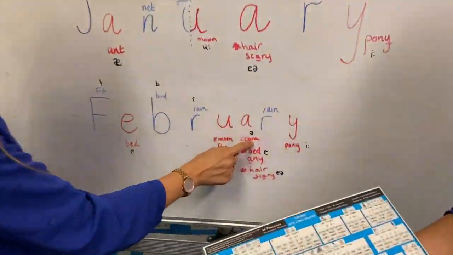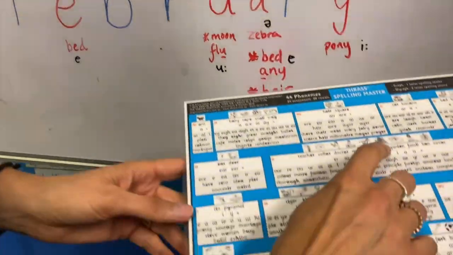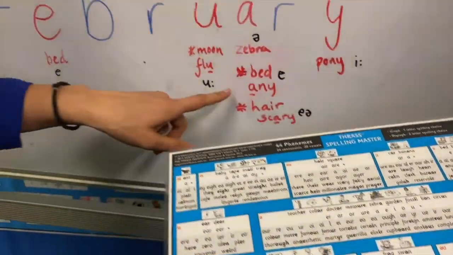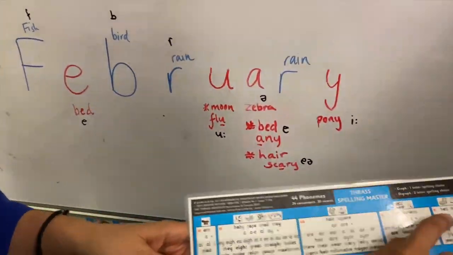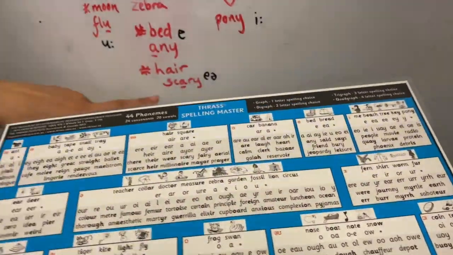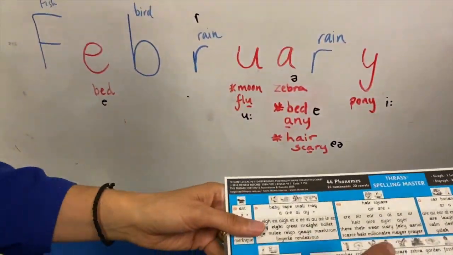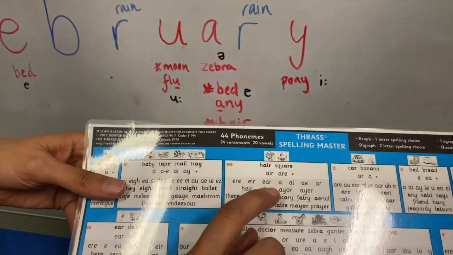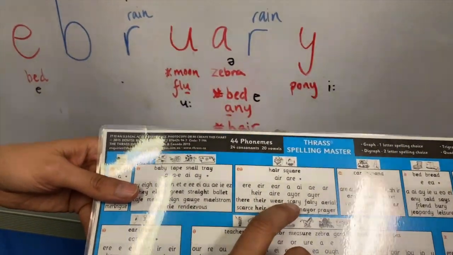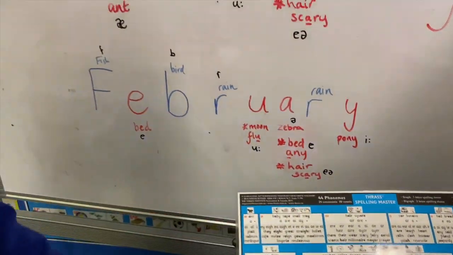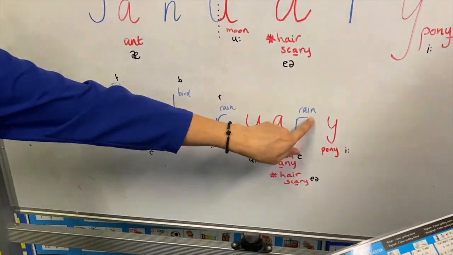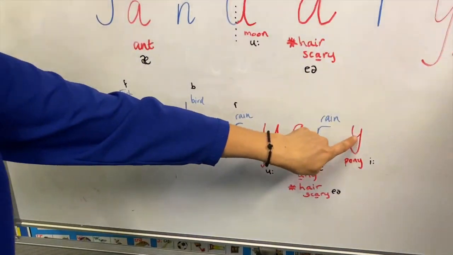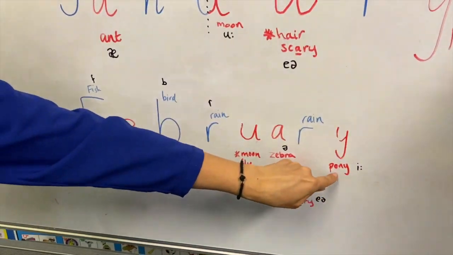So we've given you the schwa, like as in zebra, the A. We've given you the E, like as in bed. And the A, which is the GCA, pointing you to the right box, the hair, but it's like as in scary. So it's just the graph A making the air phoneme. Then we have the R like as in rain, and then we have the Y, like E as in pony.